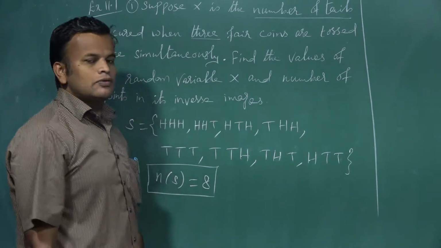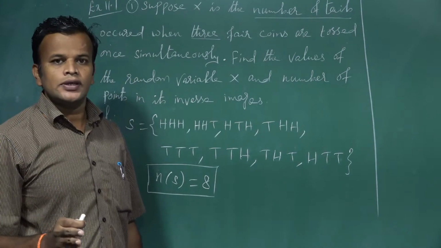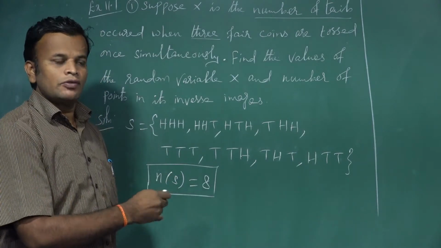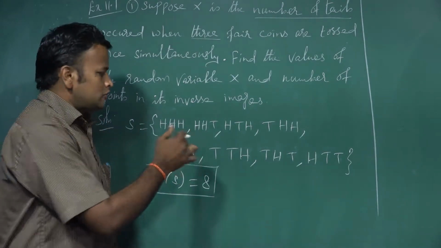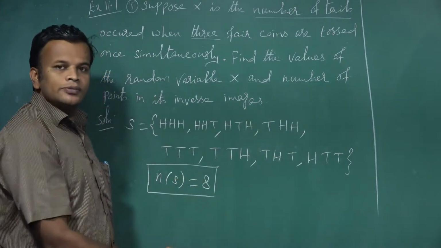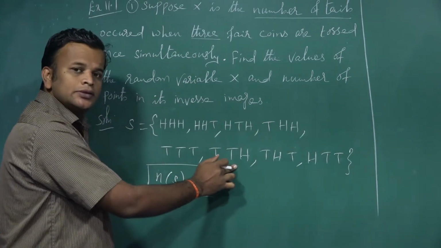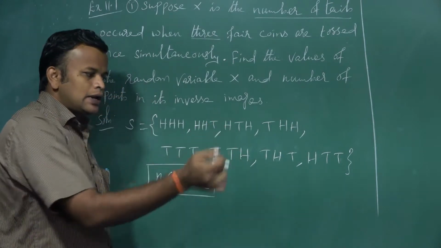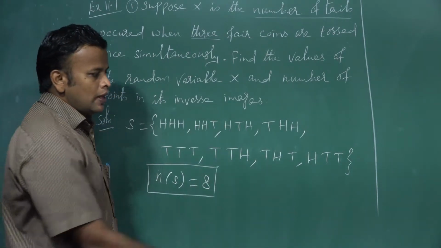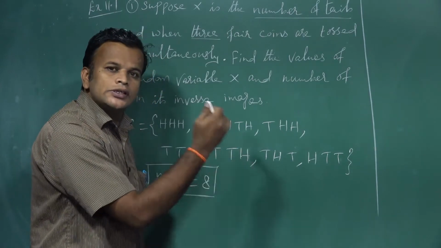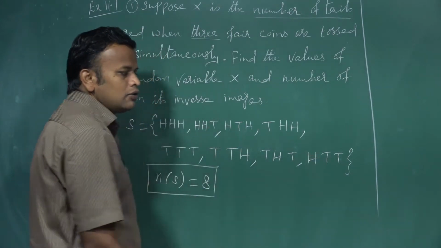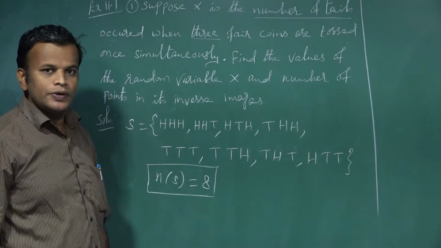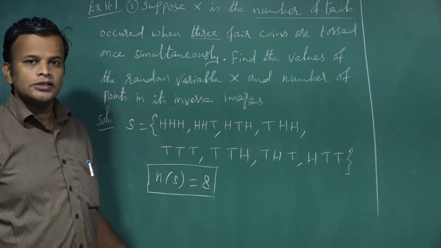So in probability sums, first we find the sample space. Sample space means all the possible outcomes. When 3 coins are tossed one time, these are the total possible outcomes. So what is the meaning of that one? TTH means the first 2 coins are tails and the third coin is head. And this one is: first coin is head, second and third coins are tails. So all possible outcomes is nothing but the sample space. So n of s value is 8.